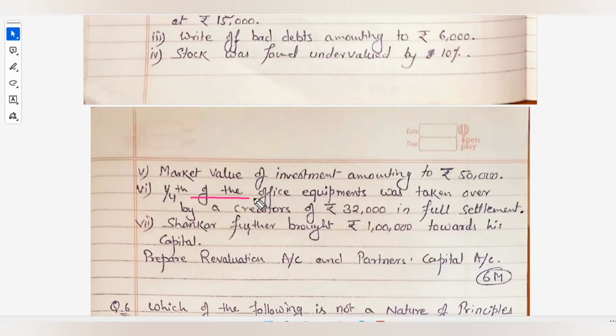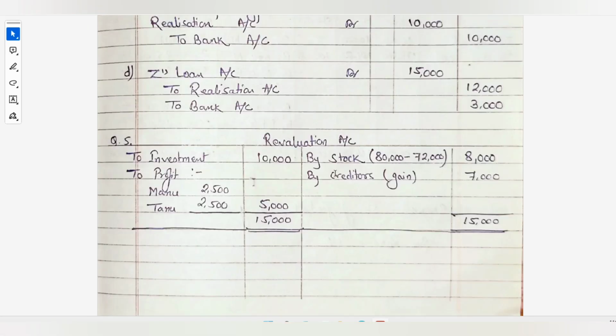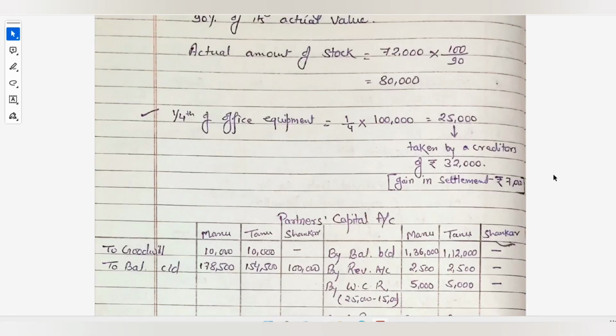Now next point. Point number 6. One fourth of the office equipment was taken over by a creditor of rupees 32,000 in full settlement. So out of the total creditors, there was a creditor of 32,000 who has agreed to take one fourth of the office equipment in full settlement. So whatever the amount remains will be known as the gain or the loss because the settlement has taken place. So one fourth of the office equipment, what will be the amount? It will be 25,000 because office equipment was equal to 1 lakh and one fourth will be 25,000.